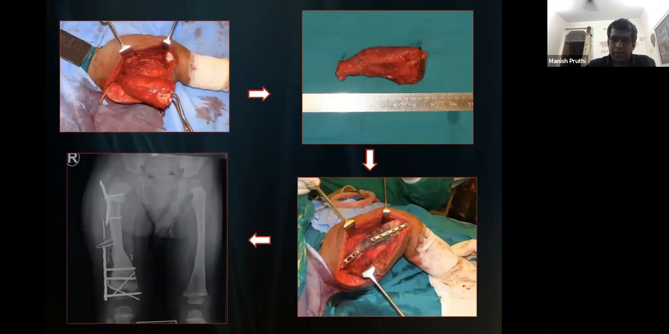Like in this case, a 1-year-old child had a tumor in the diaphysis of the femur. So there were not many reconstruction options. So we had to do an intercalary resection, and the reconstruction was done by doing radiation therapy of the intercalary segment and fixation with 2 small plates proximally and distally.